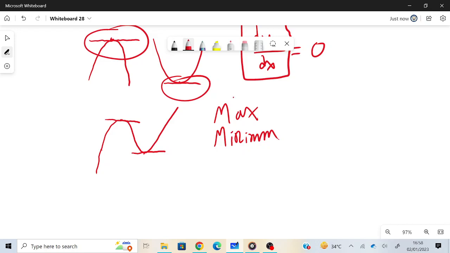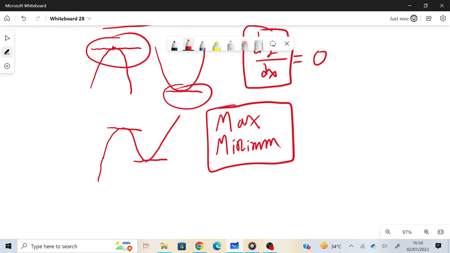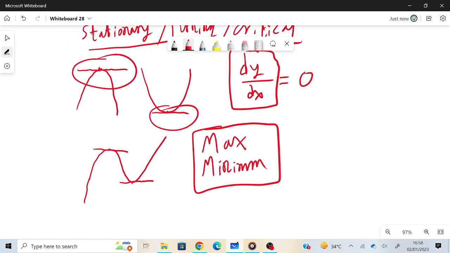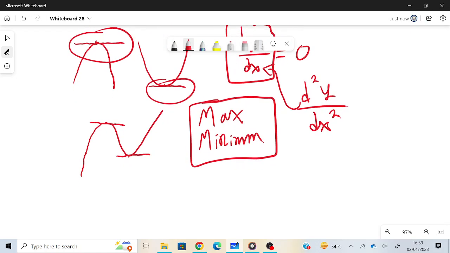Now, before I get to maximum or minimum, in order to get there, you need to know the second derivative, which is d²y/dx². And what you do in your second derivative is that you simply differentiate your dy/dx. Suppose your dy/dx is 4x². If you differentiate that, your second derivative would be 8x. So that's just an example.